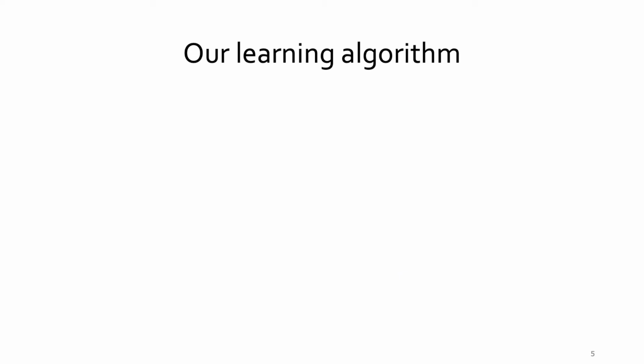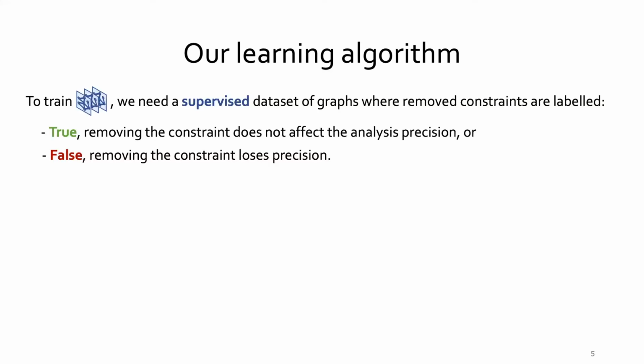The key part of Lait is the graph convolutional networks deciding which constraints to drop, which essentially is a binary classifier for constraints in the abstract elements. To train the networks, we need a supervised dataset of graphs where the removed constraints are labeled true or false. True means that removing the constraint does not affect the analysis precision, and false means that removing the constraint loses precision. On the right, we show one example graph in the dataset. The top right constraint is labeled true, meaning that it can be dropped, and other constraints are unlabeled.